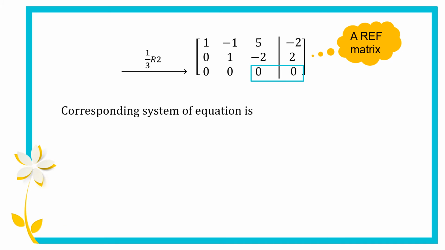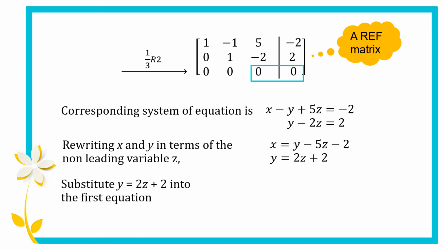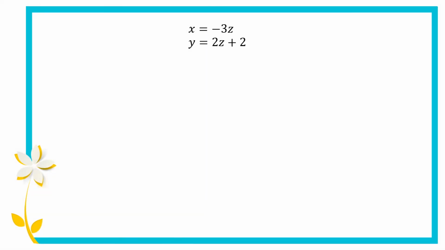Hence, the corresponding system of equations is, since both of these equations contain the non-leading variable z, so we rewrite x and y in terms of z. We have x equals y minus 5z minus 2 and y equals 2z plus 2. Back substitute y equals 2z plus 2 into the first equation, and we have x equals negative 3z. So we now have x equals negative 3z and y equals 2z plus 2.